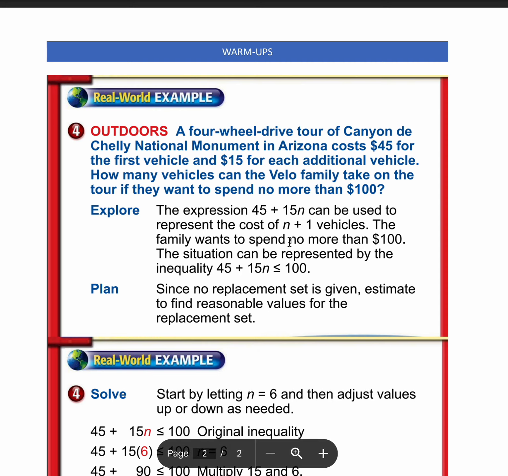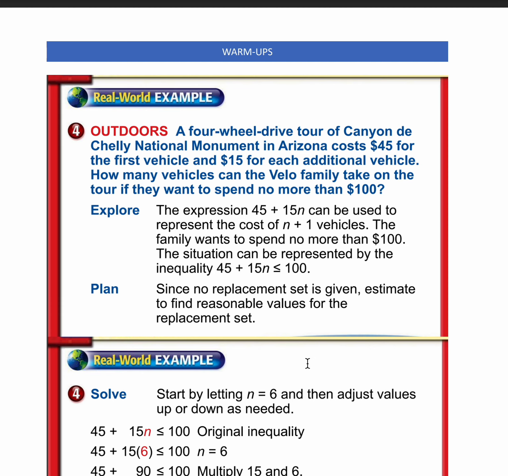Now the family wants to spend no more than $100. So there is a condition for them, and the condition is that they don't want to spend more than $100. So how would you set up the inequality? You should write it in this situation as $45 plus 15 times n is less than or equal to $100. It can be less or equal. Since there is no replacement set provided, we need to estimate the values.